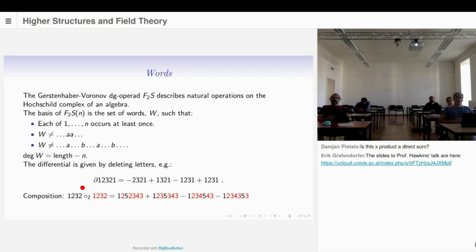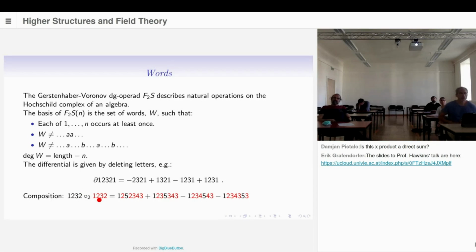And there's also composition. So you're not permitted to delete 3 because of interlacing, or because of this rule, second rule, or what? Because of the first rule, because 3 has to occur at least once, so you can't delete the only 3.